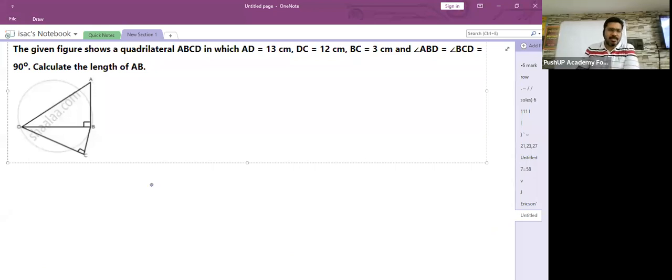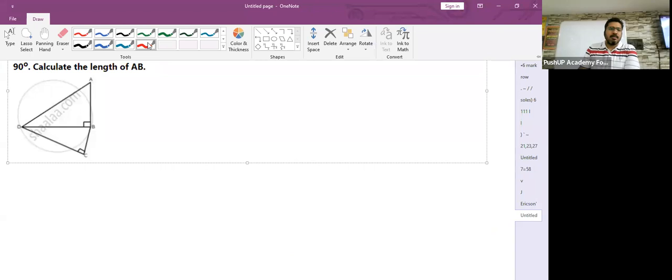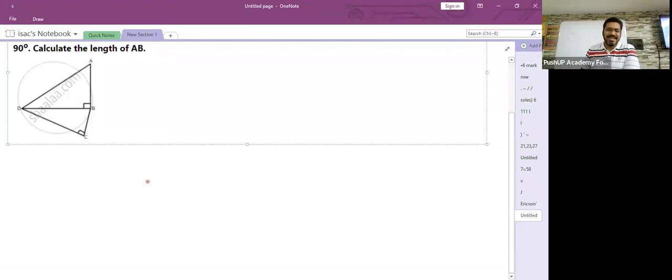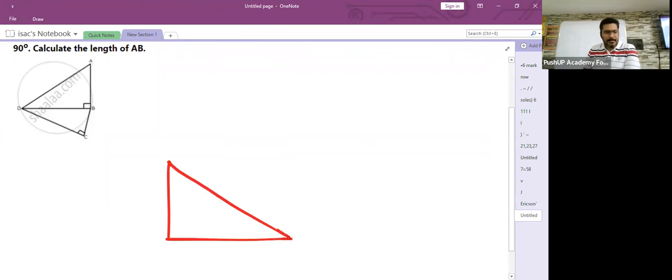Children, before we start solving this sum, just for my satisfaction, let us revise what is Pythagoras theorem and the formula which comes out of it. I hope you all know Pythagoras theorem is based on right angle triangles, isn't it? Pythagoras theorem is always based on right angle triangles. If there is no right angle triangle, there is no Pythagoras theorem. Now, imagine ABC is a right angle triangle where angle B is equal to 90 degrees.